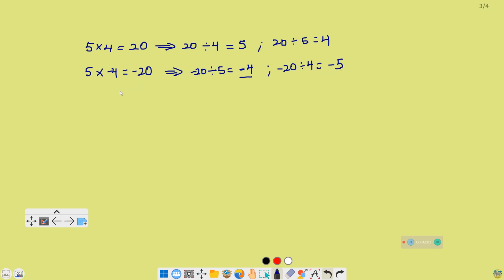So it's the same as the multiplication of integers. Whenever one integer is negative, you will get a negative product. In the same way, if one of the integers is negative while we are dividing, we will get a negative sign in the answer. So it is the same in both multiplication and division.